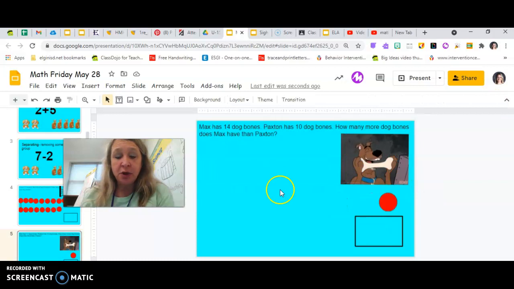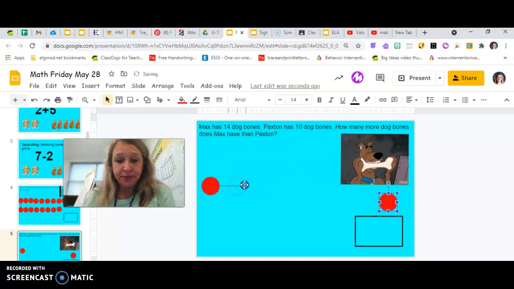Now, let's look at the next problem. Max has 14 bones. Paxton has 10 dog bones. How many more bones does Max have than Paxton? All right, so let me show Max's dog bones. Max has 14 dog bones.